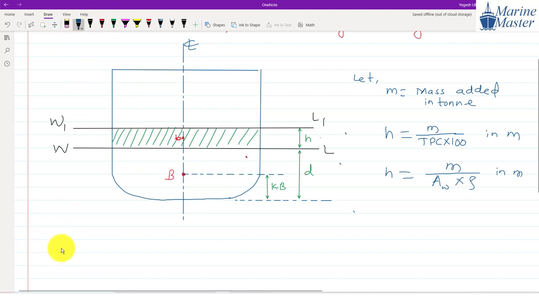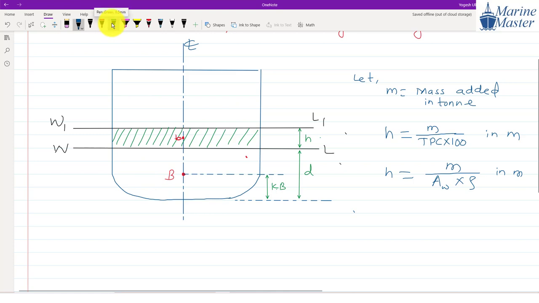Basically, B means what? Centroid of volume of water displaced. Correct. B means center of buoyancy, and center of buoyancy is nothing but the centroid of volume of water displaced, guys.